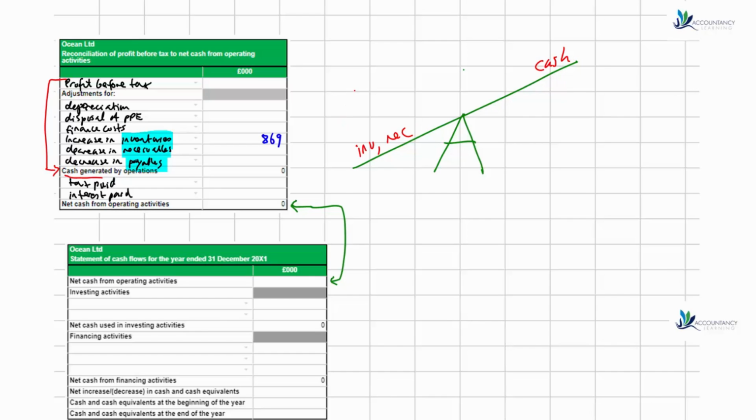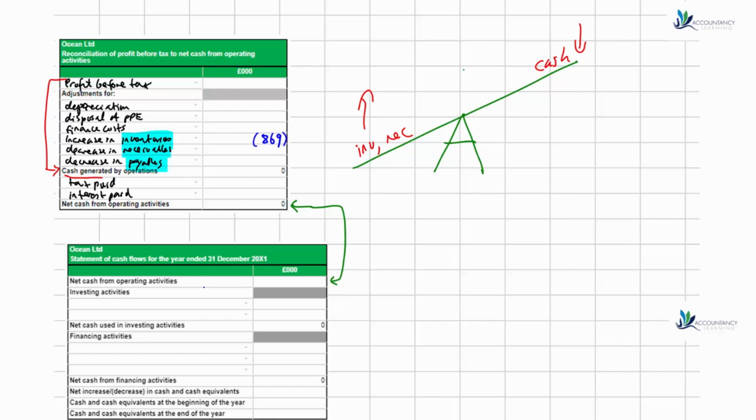So yes, if our inventory goes down, our cash would go up. But similarly, if our inventory goes up, then our cash would go down. Okay? So whether it's inventory or receivables, it doesn't really matter. If an asset goes up in value, then the cash is going to go down. So in this particular case, we saw that inventories increased by 869. So we would want to show that as a negative number here in our cash flow statement.